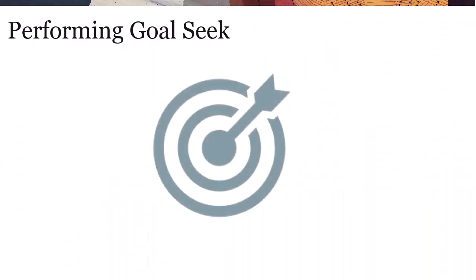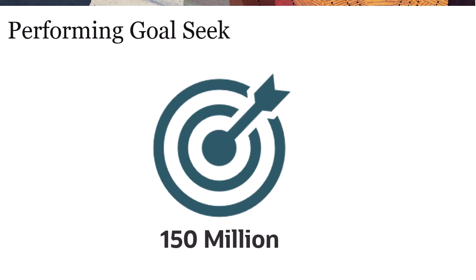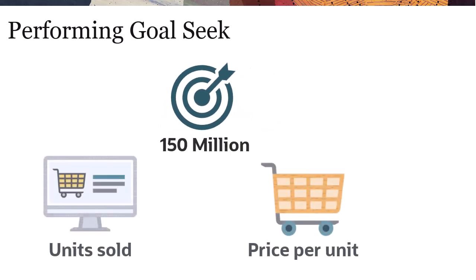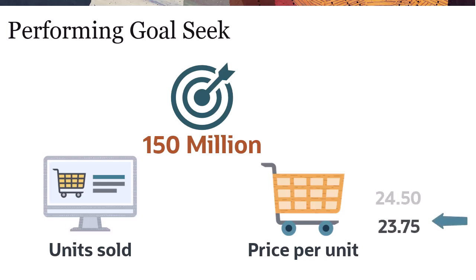With GoalSeek, you specify a target value for an account, and you determine the changes to a related account needed for you to achieve that target. For example, you can identify a sales target for a product and use GoalSeek to determine the change needed in the price per unit to achieve that sales target.